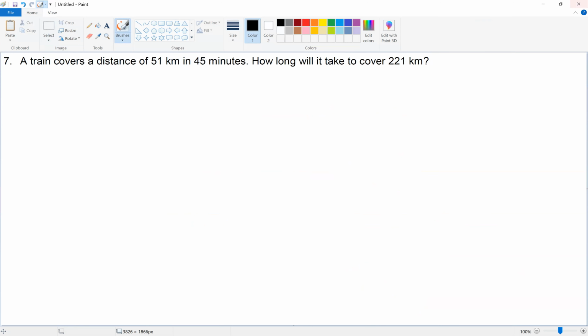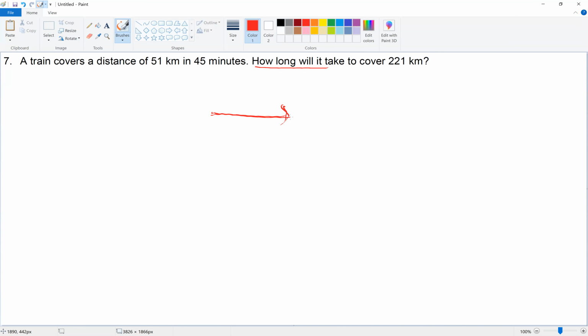Samay. A train covers a distance of 51 kilometers in 45 minutes. How long will it take to cover 221 kilometers? So what I did for number 8 was 51 divided by 45. Okay, so first of all, when I write, what should be on the left and what should be on the right?